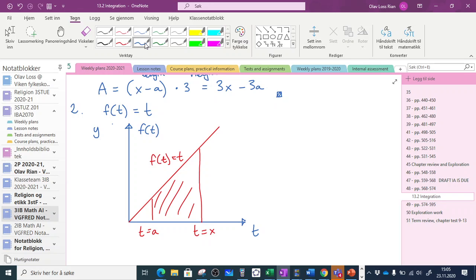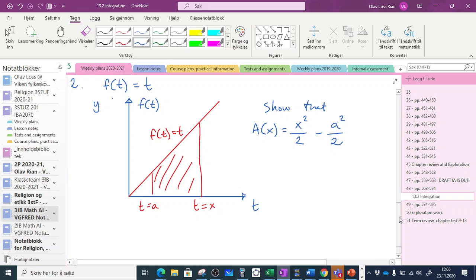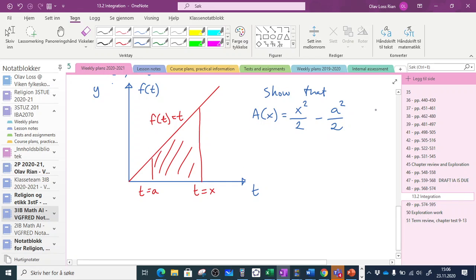This time, show that the area function can be written as x squared divided by 2 minus a squared divided by 2. And then we're asked to draw the graph of the function f and shade the area enclosed between this graph and the t-axis over the interval from t equal a to x. We've done that already, so we've drawn this sketch, which is going to help us consider the area function. So now we can do that.